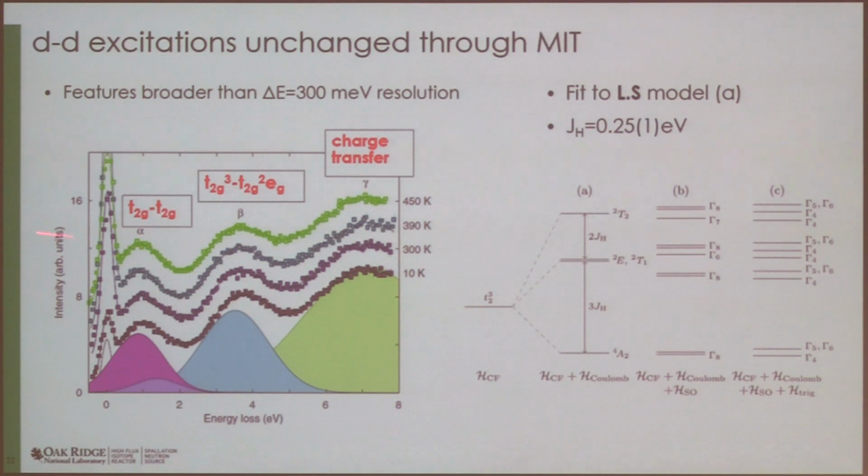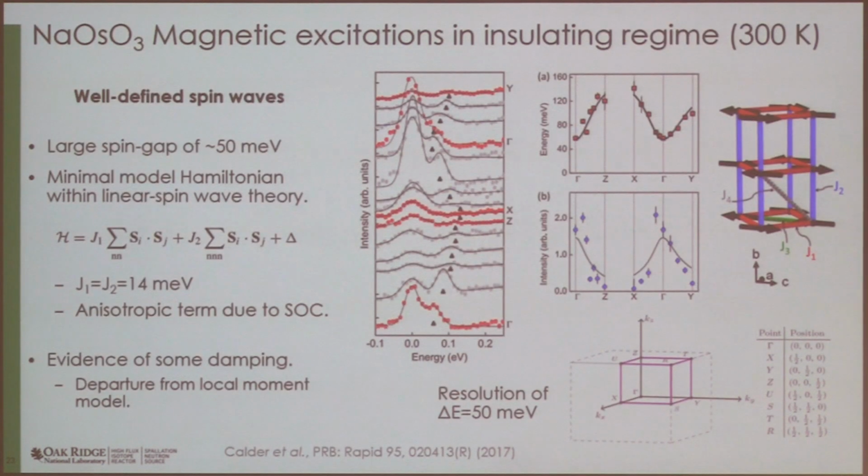But for this case, sodium osmium oxide, we don't see that, which may be due to the metallic nature, or at least the metallic boundary nature, or more likely the fact that the osmium ions are much closer together. So you get a lot of overlap. You're not really in the single ion limit.